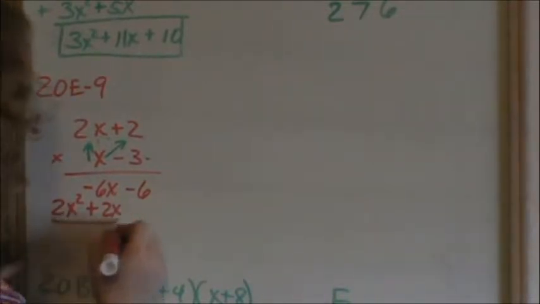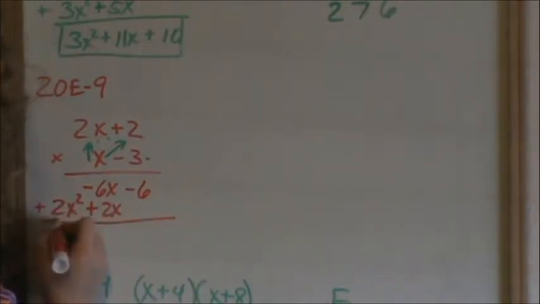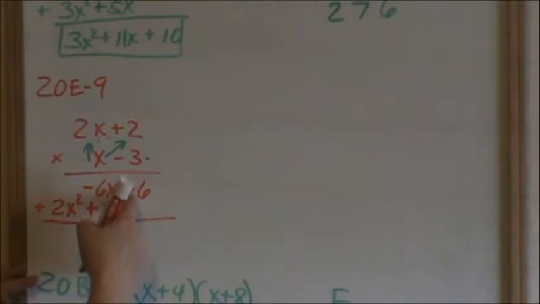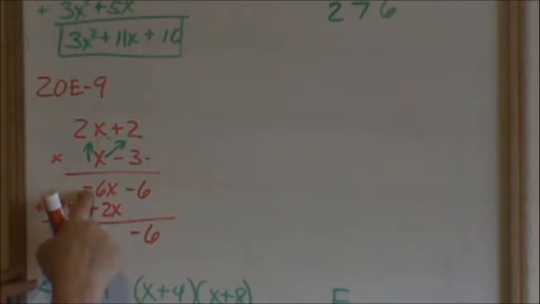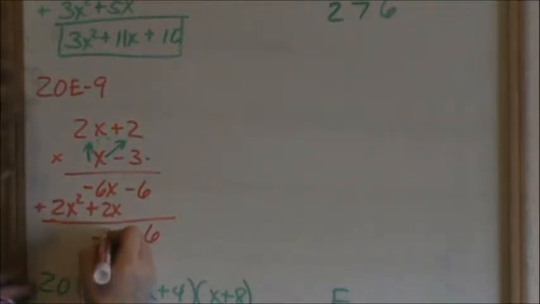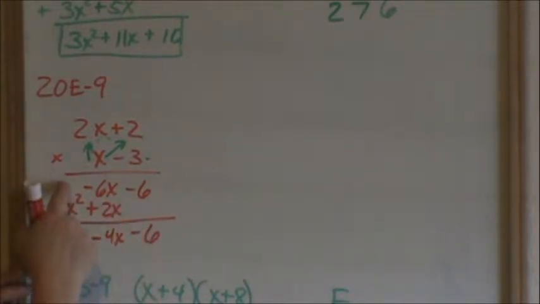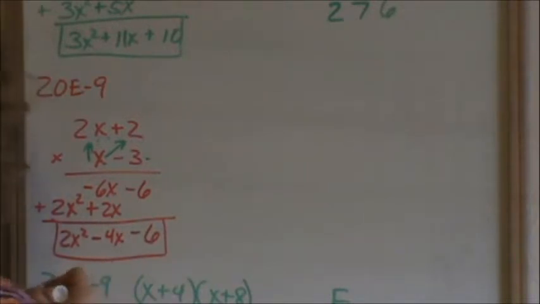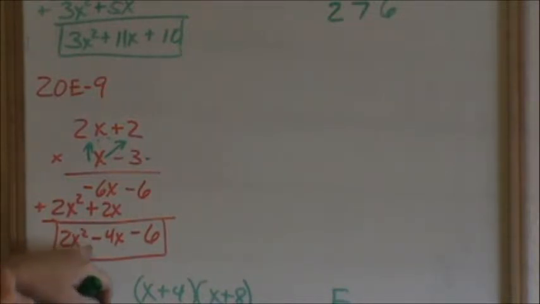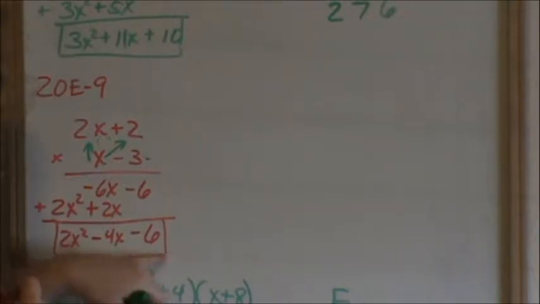We have everything lined up. Now we are adding. Okay? A negative 6 plus a 0 is still negative 6. A negative 6 and a positive 2 is a negative 4x. And a 0 plus a 2x squared is just 2x squared. And that is your answer for that. Remember, you should end up with a trinomial. You should end up with an x squared term, then an x term, then a whole number. And you cannot combine any of these together.